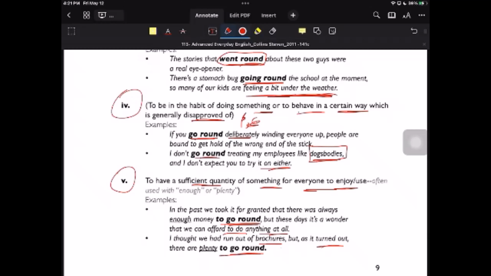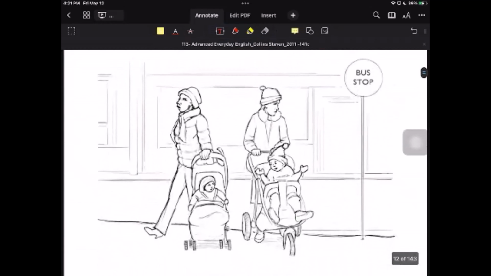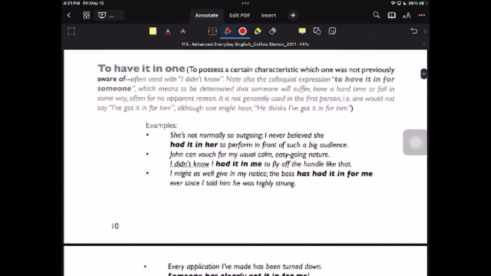Okay, there's like enough of it. Okay, to have it in one. What does it mean, to have it in one? To possess a certain characteristic which one was not previously aware of. Often used with I didn't know.